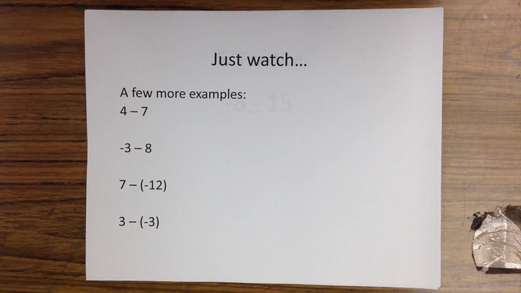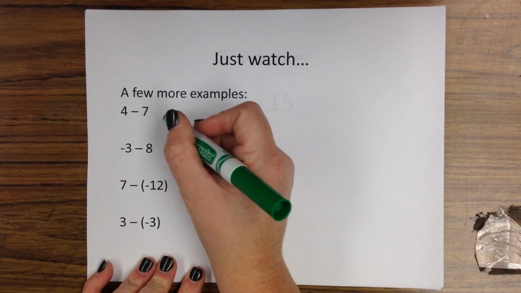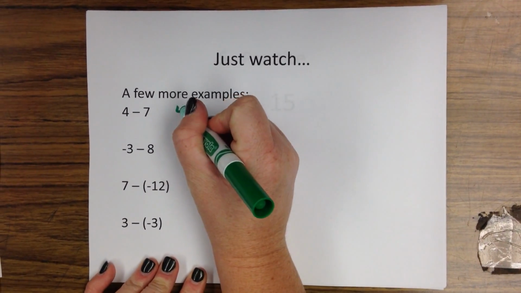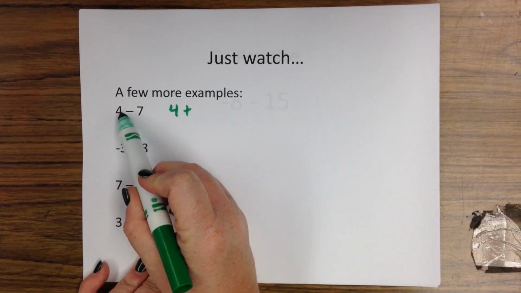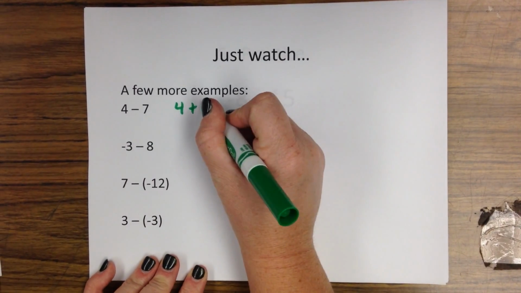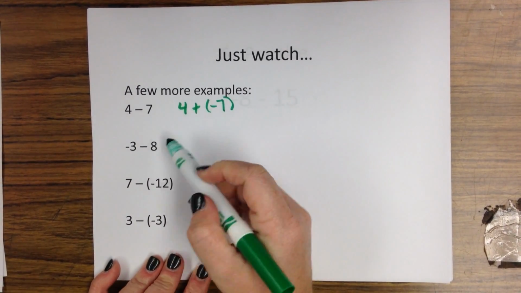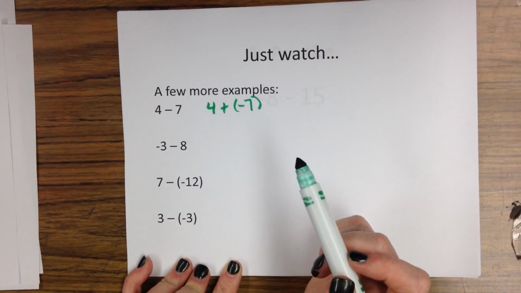So a few more examples before you try them. 4 minus 7 would become 4 plus, now this right here is 4 positives minus 7 positives. So that's a +7, so we would make this a -7. So 4 minus 7 is the same as adding 4 plus a -7.